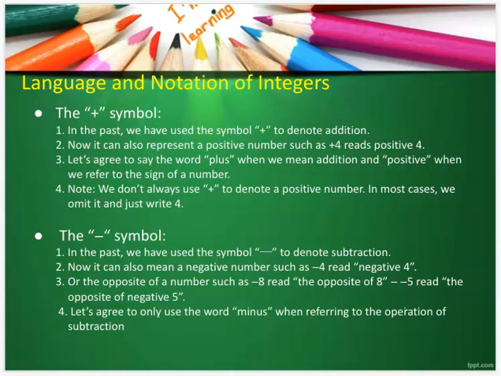That other symbol, the dash or the minus sign, we have used it to denote subtraction. But now it can also mean a negative number, such as negative 4. Or it could mean the opposite of a number, so we could read it as the opposite of 8. Or if there's 2 of them, we could read it as the opposite of negative 5. So we're going to make an agreement to only use the word minus when we're referring to the operation of subtraction. And we'll use negative or opposite when it is appropriate.